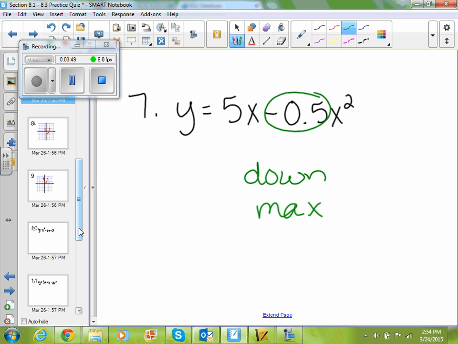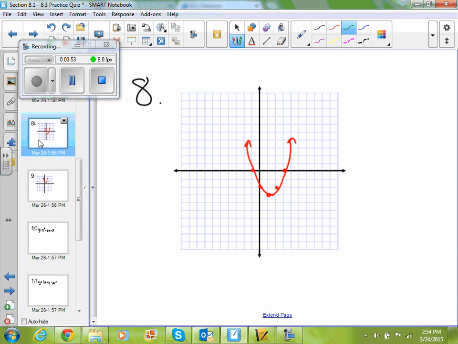Alright, so we're ready to go on to number 8? Alright, number 8 asks us to find 4 things. We have to find our zeros, our axis of symmetry, our domain, and our range. I'm going to start with my zeros. Your zeros are where your graph crosses the x-axis. So what are these values where my graph crosses the x-axis? Negative 1 and 3. Okay.